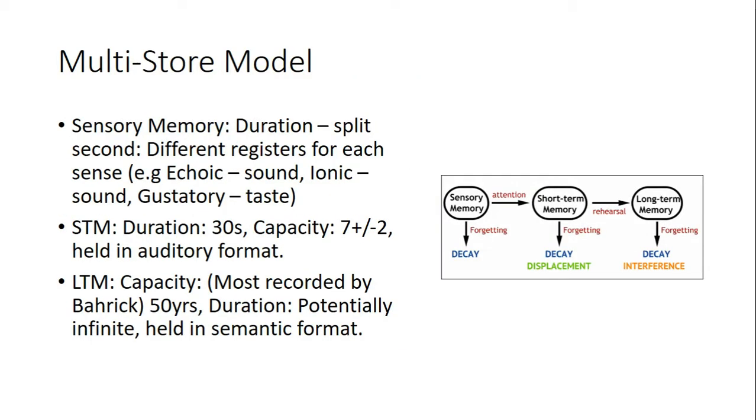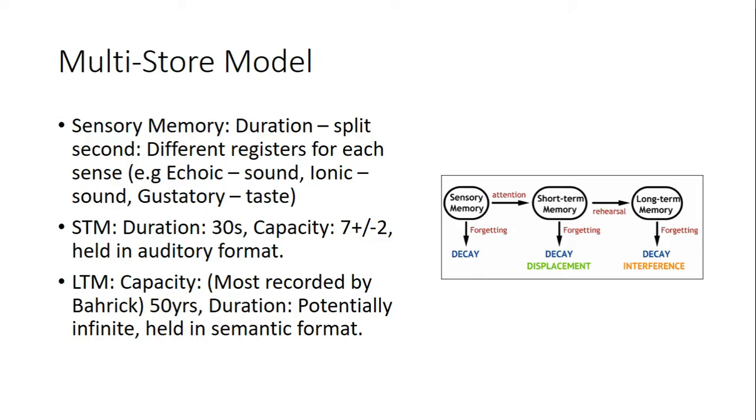So we've got the multi-store model here, and this is just a simplification of it. So we will have a look. Sensory memory is this really tiny bit of memory that's just at the start, and it's one of the three stores. It has a duration of a split second, a fraction of a second, maybe even a quarter, and it's trying to create a flow of information, a constant flow of information.